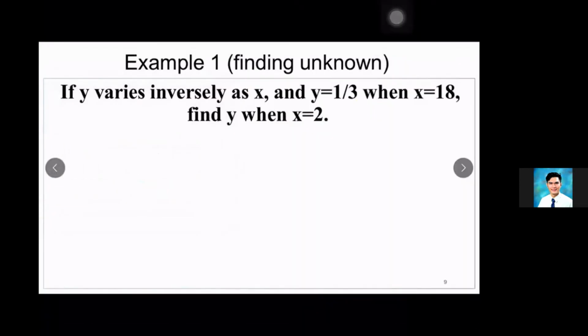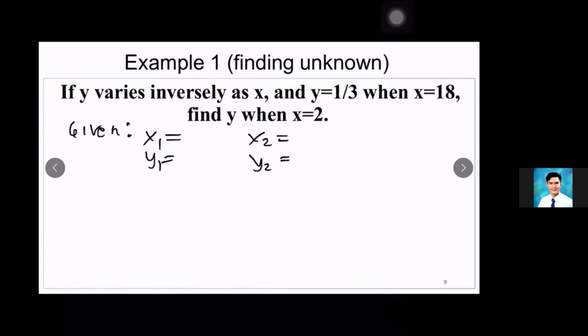It says here, if y varies inversely as x and y is 1/3 when x is 18, find y when x is equivalent to 2. In identifying the unknown, always remember the first idea in solving here is we need to write the given. Since we're identifying the unknown, we will have our first set of x sub 1 and y sub 1, and our second set of x sub 2 and y sub 2. Whoever is mentioned first, those are our x sub 1 and y sub 1. Whoever is mentioned second, those are our x sub 2 and y sub 2.